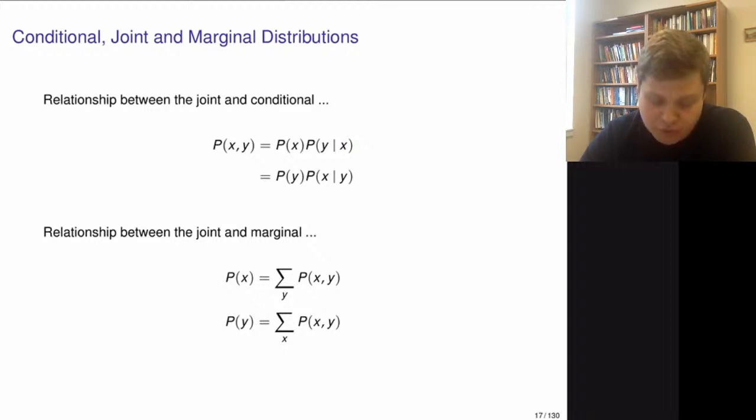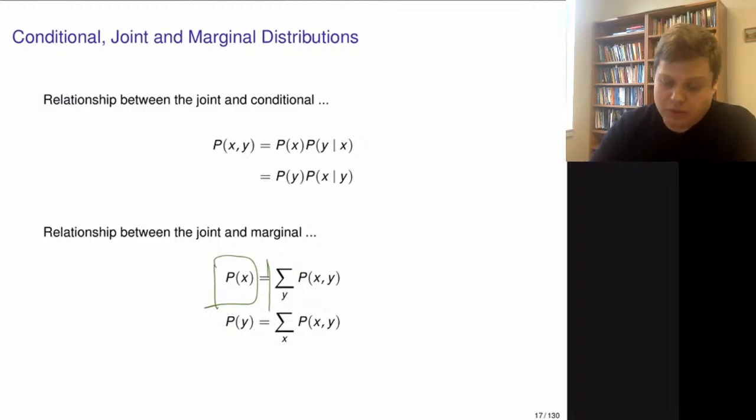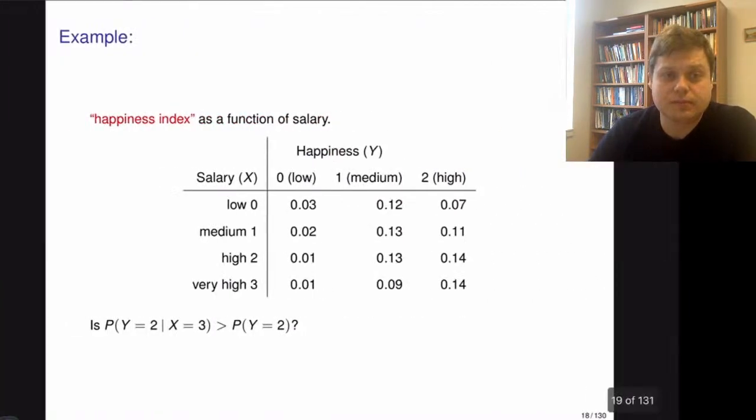Okay, and we can calculate the marginal distribution from the joint distribution by just summing across the other variables. So if we want to calculate the marginal distribution for x, then we just have to take the joint distribution and sum across all possible values of y. Again, we will see an example of it, and those abstract formulas hopefully will make much more sense in a few minutes.